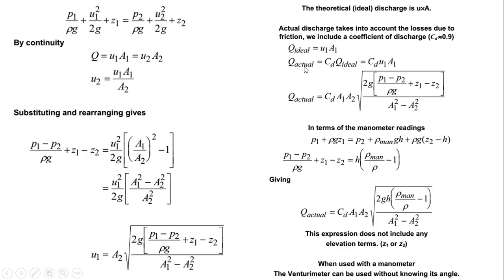But for actual discharge, we need to include what is known as the coefficient of discharge, which is CD. So it will be CD, which is approximately equal to 0.9, times U1 A1. We have already calculated U1, and U1 is given by this equation here, which is A2 times the square root of 2G P1, all these terms that we have here. So we can now find our Q actual being equal to CD A1 A2 multiplied by this term that we have.